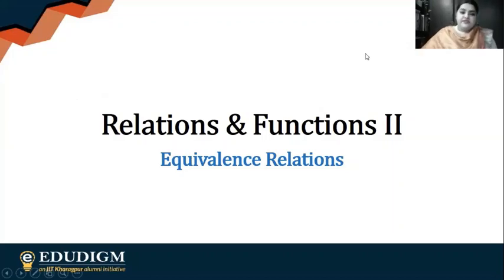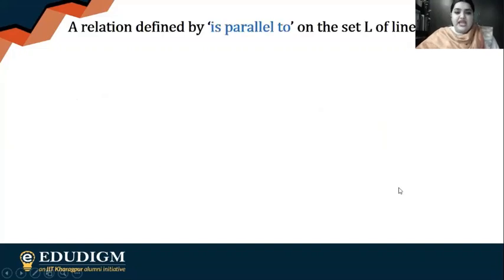So in our previous videos, we have already talked about different types of relations: symmetric, antisymmetric, reflexive, transitive, and all of them. In this video, I'm going to talk about another special type of relation known as the equivalence relation. So let's get started. As usual, I'm going to start with a very simple example.